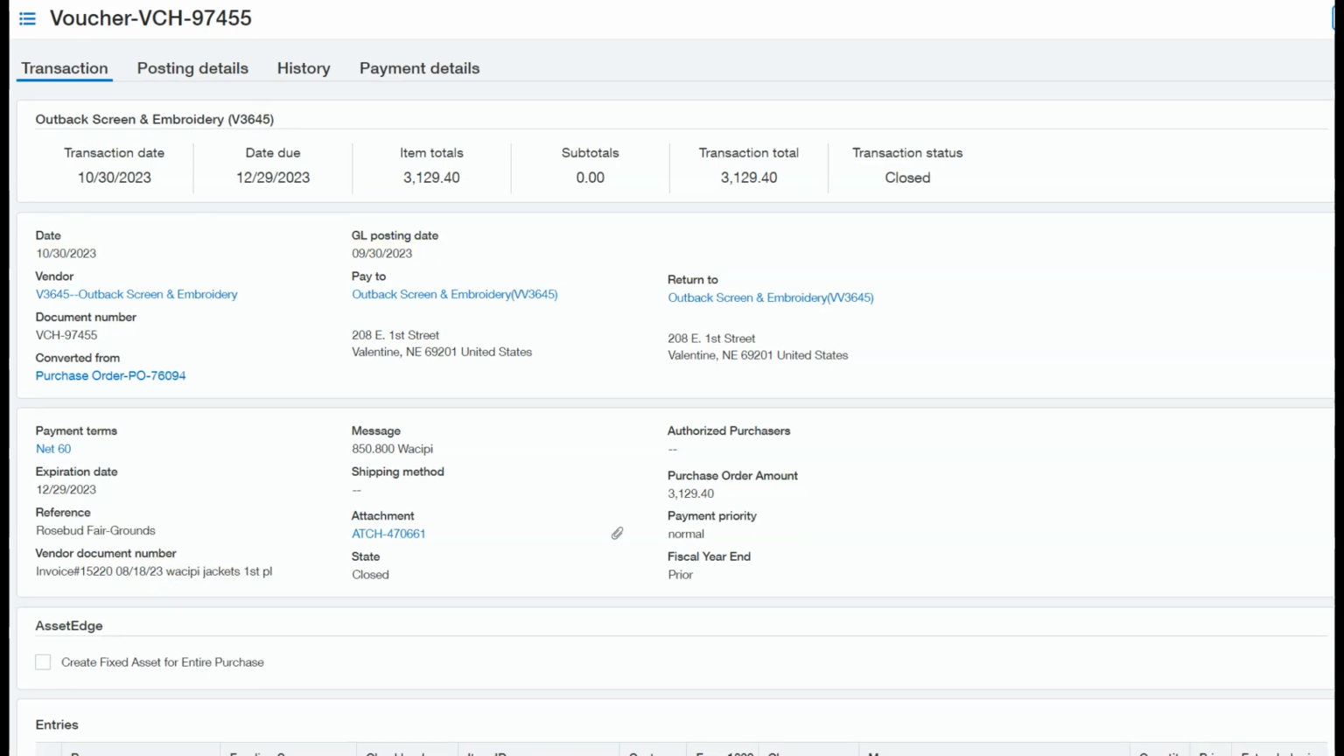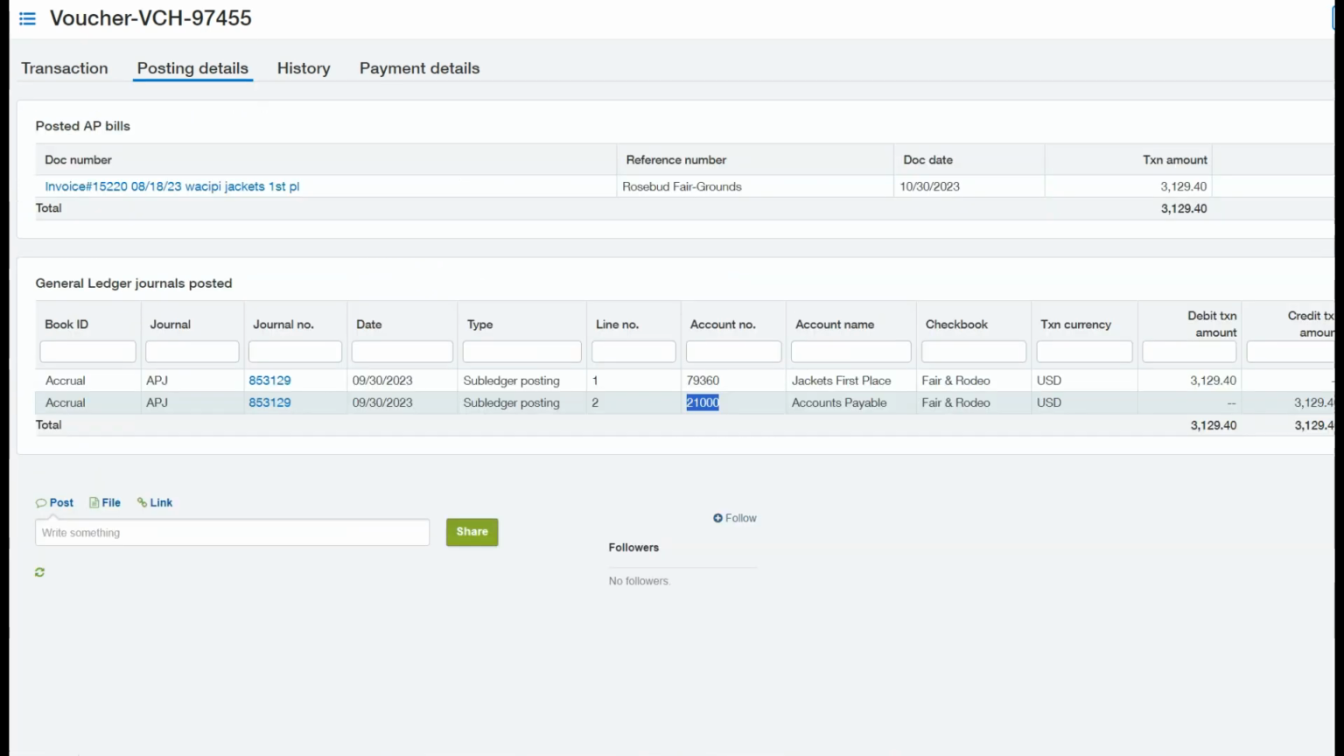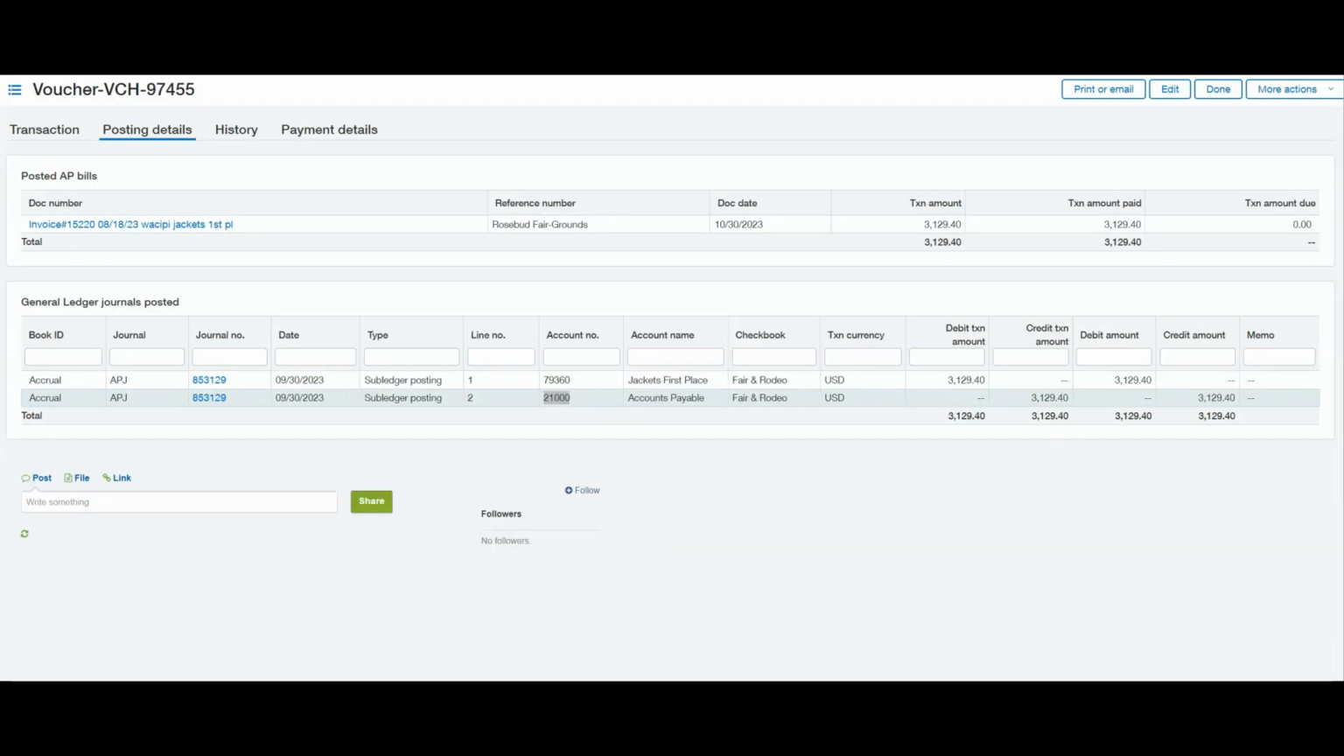So on approval, we can visit the posting details of the transaction, and from here we can see how the journal entry has been created based on the information from the Transactions tab of this voucher. It's posting to our accrual book. As we know from the accounting manual, the tribe uses the accrual basis of accounting.